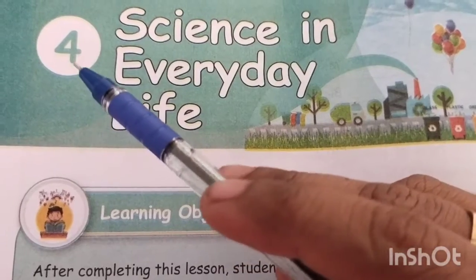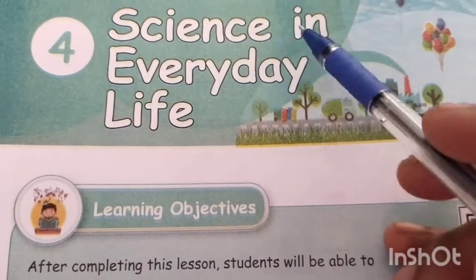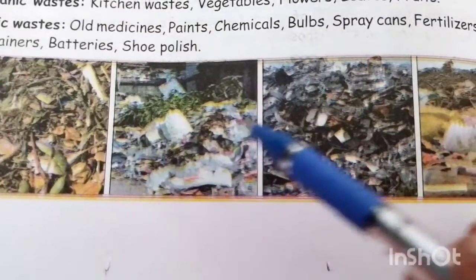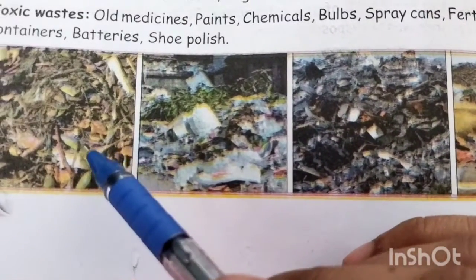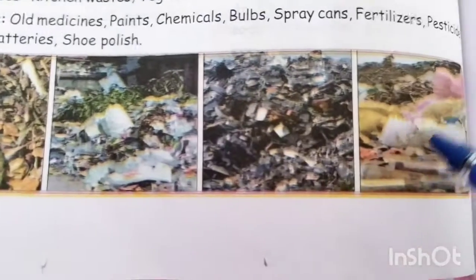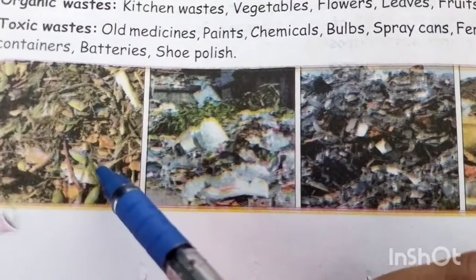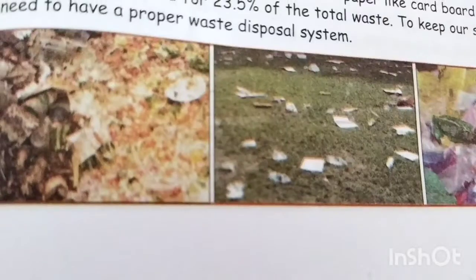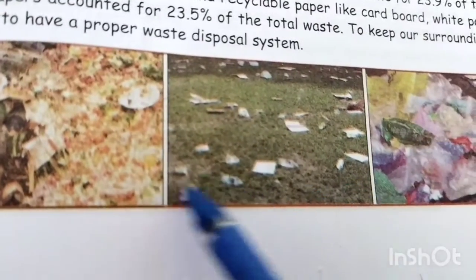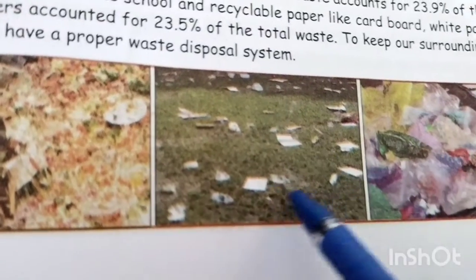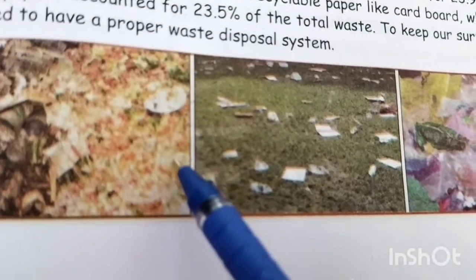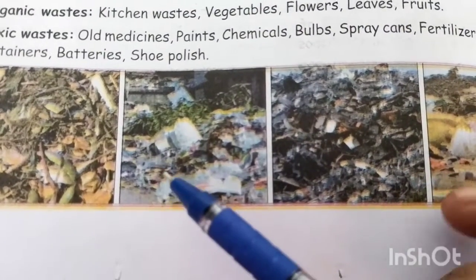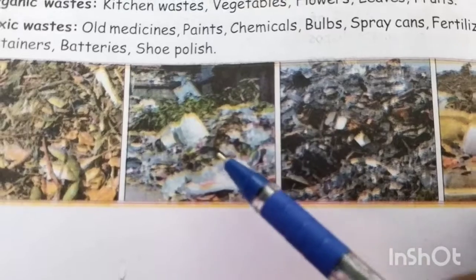Today we will discuss the topic Unit-4 Science in Everyday Life. Students, now look at all these pictures. What is there in the pictures? It's full of waste. See here, also in this picture, there are waste materials. So students, today let us learn about the topic wastes.